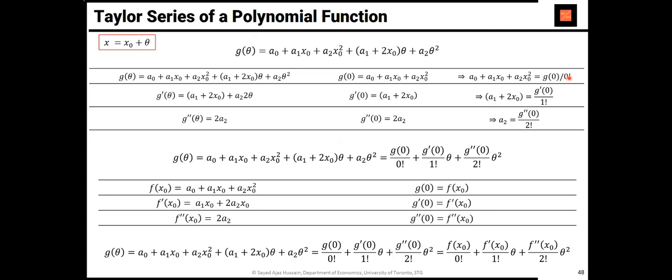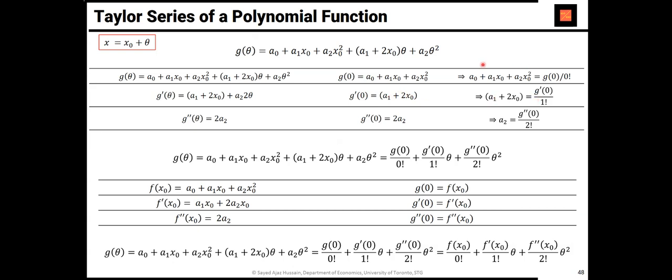I've done this on purpose, you'll see why. If I take the first derivative with respect to theta, that term goes to 0. This now becomes a1 plus 2x0, and that becomes 2a2 theta. Now if I evaluate this derivative at theta equal to 0, the second term disappears. Now you get a1 plus 2x0 is equal to g, the first derivative at 0, which of course means that I can rearrange this and express it this way.